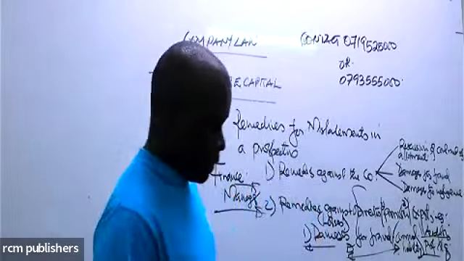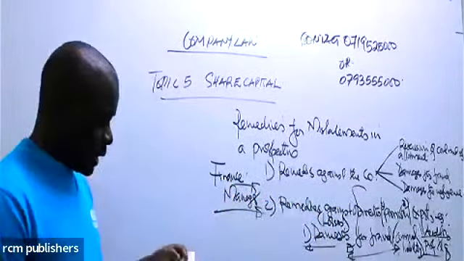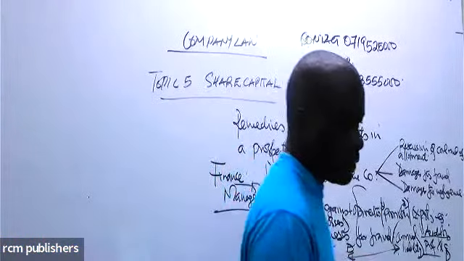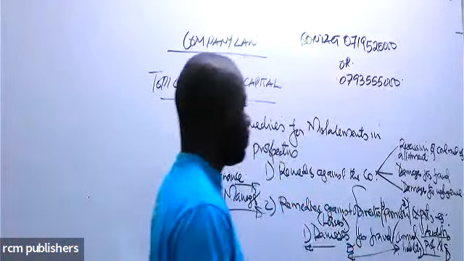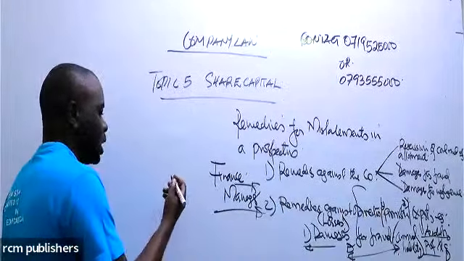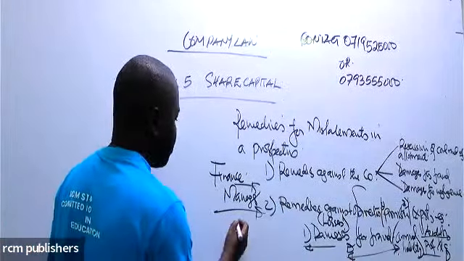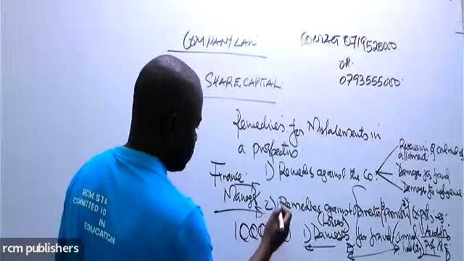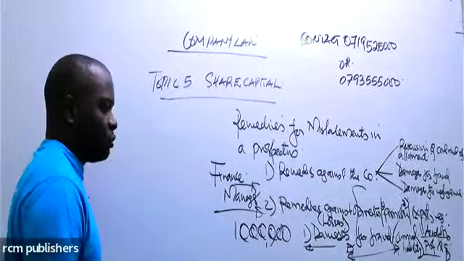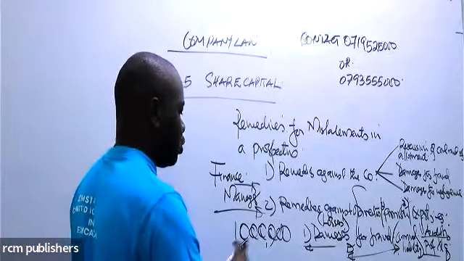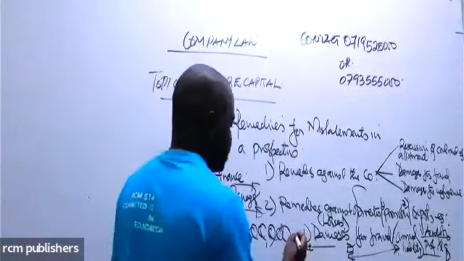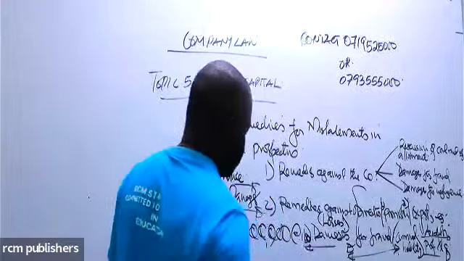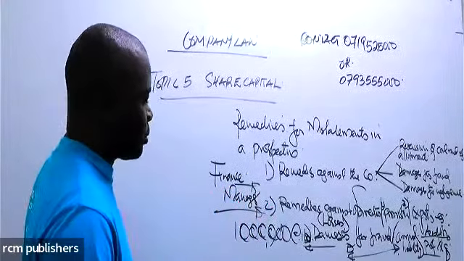So I want us to look at underwriting, commission, and brokerage. Sometimes the company issues out shares to the members of the public, let's say, for example, 1,000,000 shares, each with a value of maybe 100. So they issue to the members of the public through the prospectus.